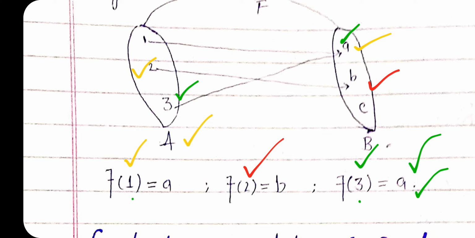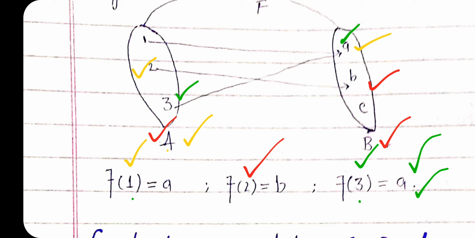For a function from set A to B, the set A is called the domain of the function and the set B is called the codomain of the function. Here we can find the difference between the codomain and the range. Here we can clearly see that A is the set of domain and B is the set of codomain.